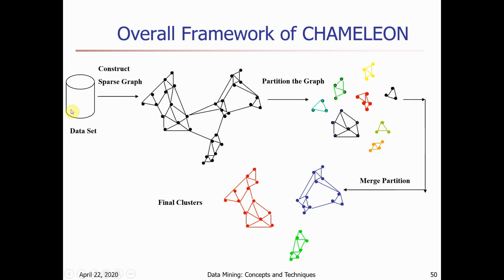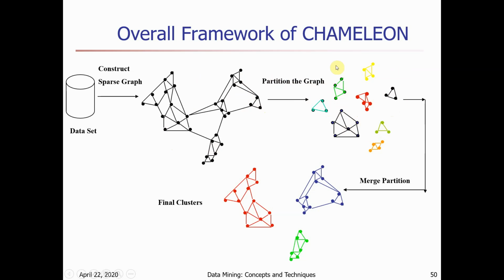So this is the data set. With the help of the data set, first of all we have to construct the sparse graph. After constructing the sparse graph, on this particular sparse graph we apply the graph partitioning algorithm. After applying it, the graph is partitioned like this. How many partitions are done here? 3, 6, 7, 8 partitions.